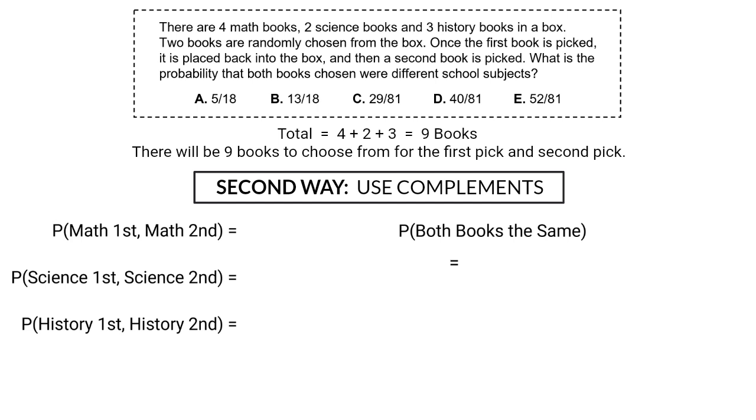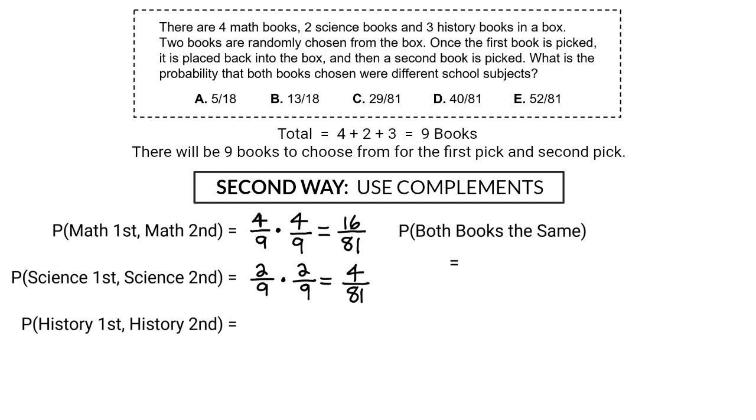So the probability that math is the first book will be 4 out of 9. All right, so 4 out of 9 times 4 out of 9, because it's going to be 4 out of 9 for both. Do them together, that'll be 16 over 81. For science, the probability that the first book is going to be science is 2 out of 9. Probability that the second book is going to also be science is 2 out of 9. Multiplying those together, that's going to be 4 out of 81.